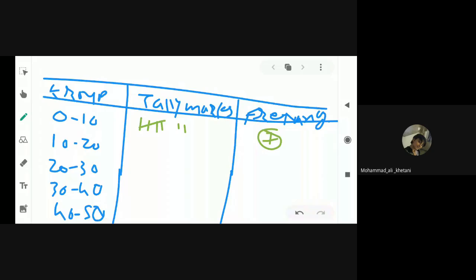For example, I am asking you how many students are getting marks between 10 to 20. So there are 13 students. So we prepare tally marks of 5 group, this 5 group, again this 5 group, 10, and this 3, 13. So there are 13 students, right?